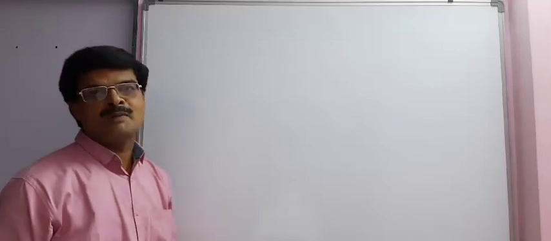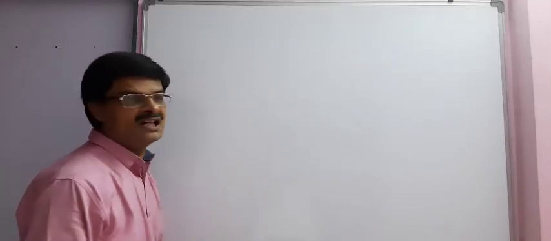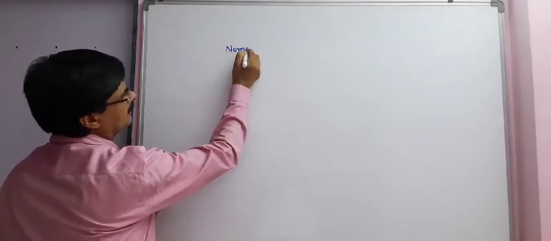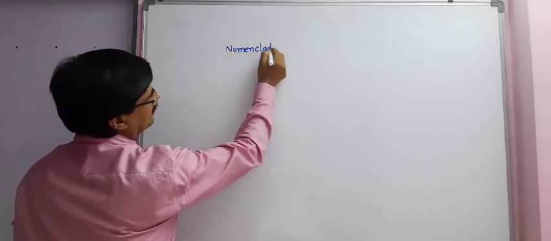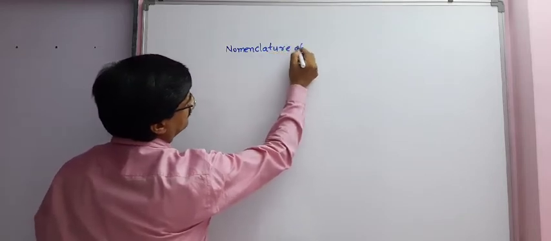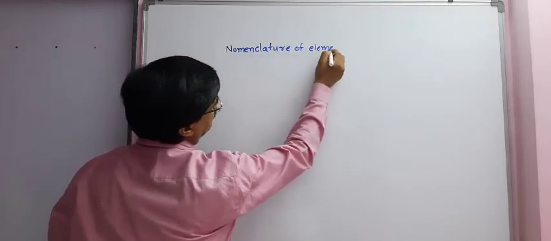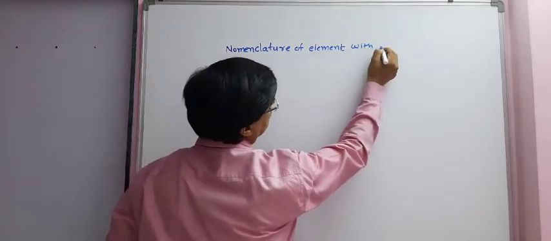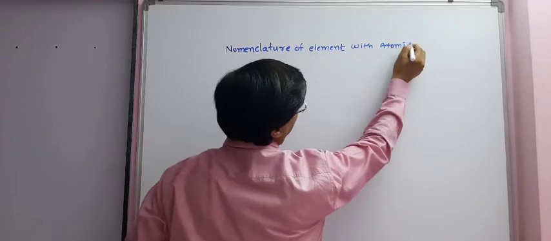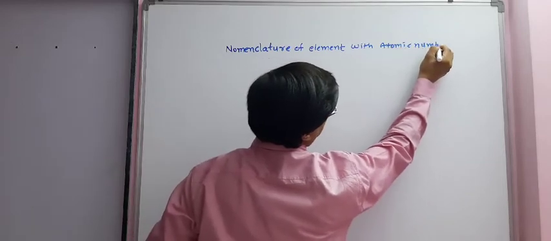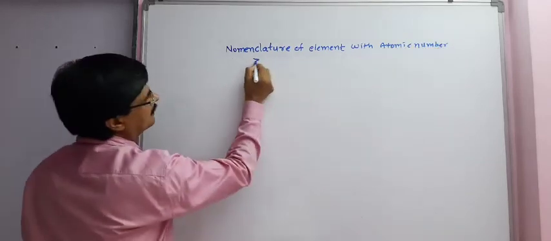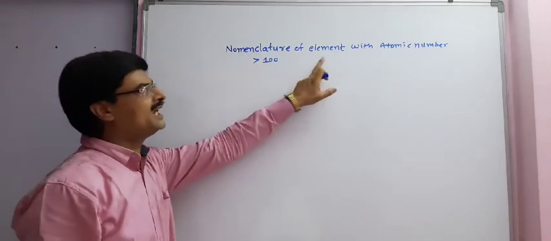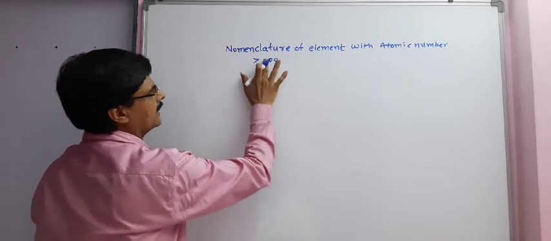We understand the nomenclature of elements with atomic number more than 100. Nomenclature of element with atomic number greater than 100.